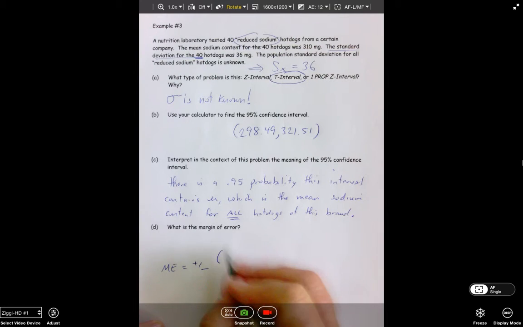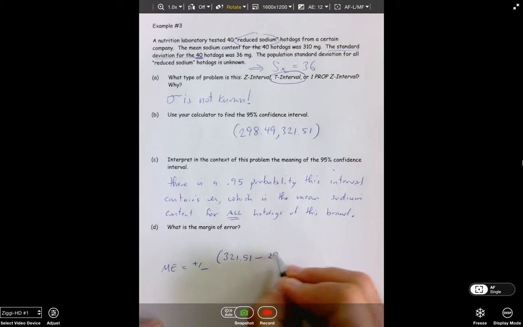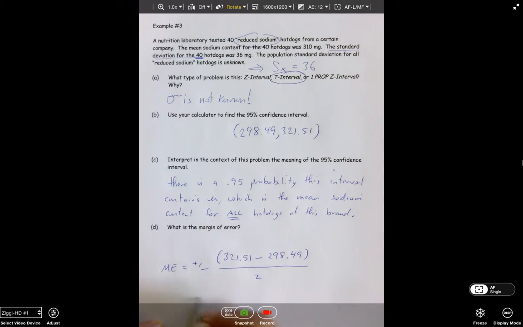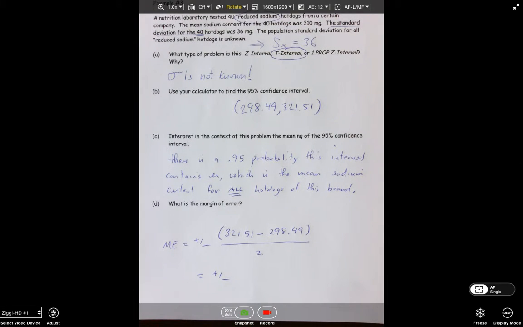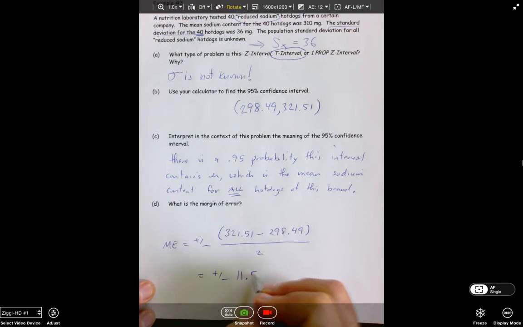All right, gang, margin of error. Again, big number minus small number, divided by 2. Okay, 321.51 minus 298.49 divided by 2, plus or minus 11.51.